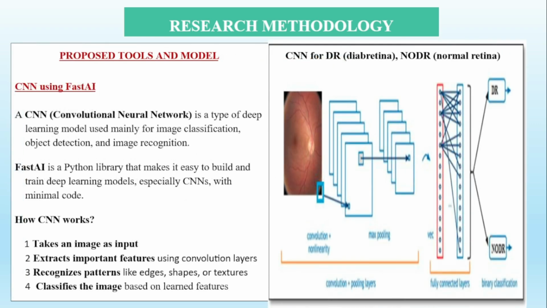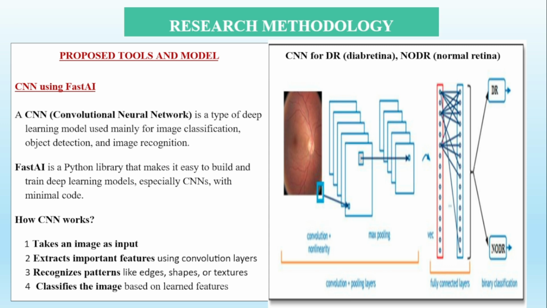Now, the proposed tool and model: CNN using fast AI. A CNN, convolutional neural network, is a type of deep learning model used mainly for image classification, object detection, and image recognition. Fast AI is a Python library. What is fast AI? Fast AI is a Python library that makes it easy to build and train deep learning models, especially CNNs, with minimal code.